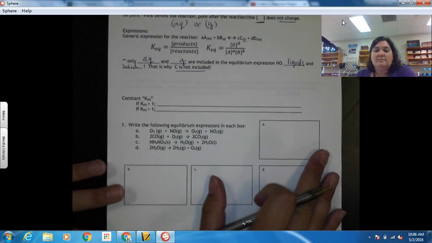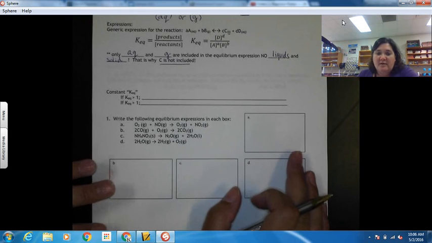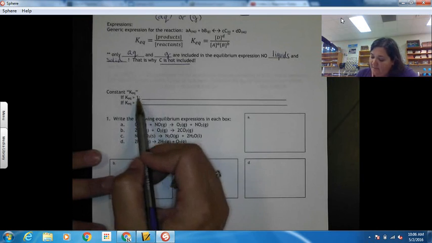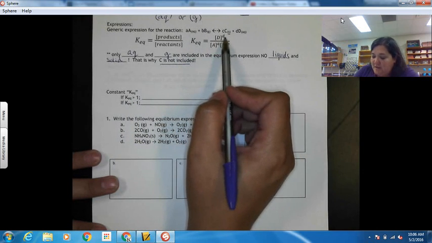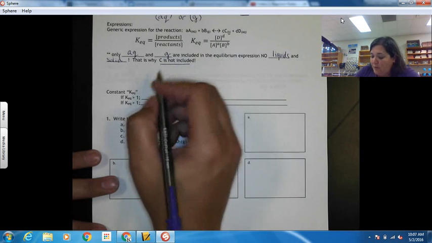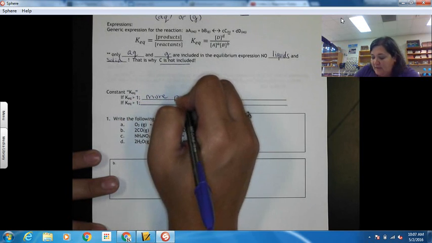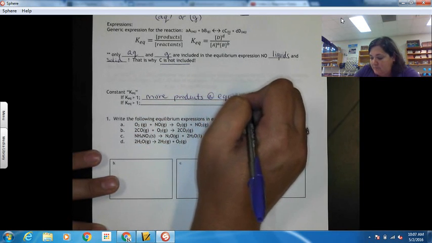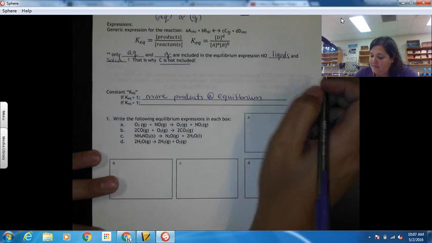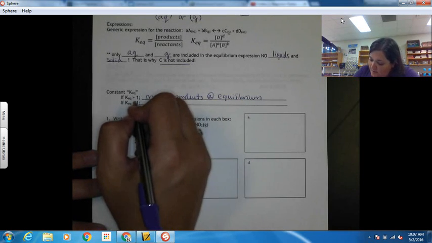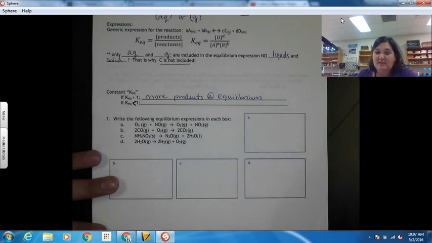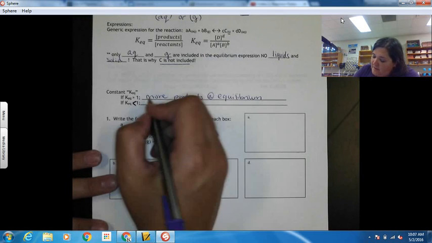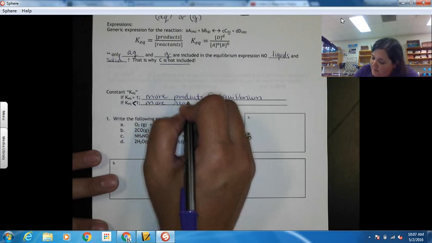All right, so let's talk about the constant KEQ. If KEQ is greater than 1, that means that our top portion is larger than our bottom, right? So you have more products at equilibrium than reactants. If KEQ is, well, that should be less than 1. We'll have to change that to less than 1. Then your denominator is larger, right? So you would have more reactants at equilibrium.